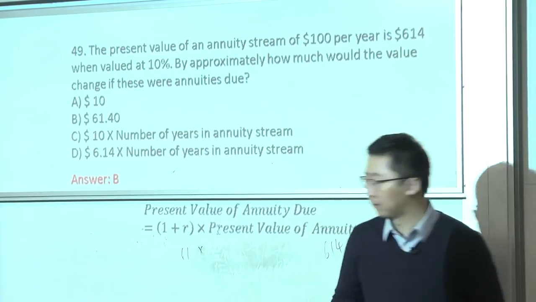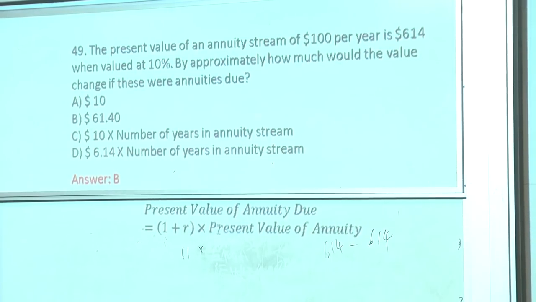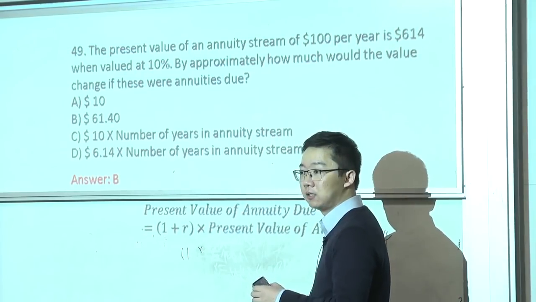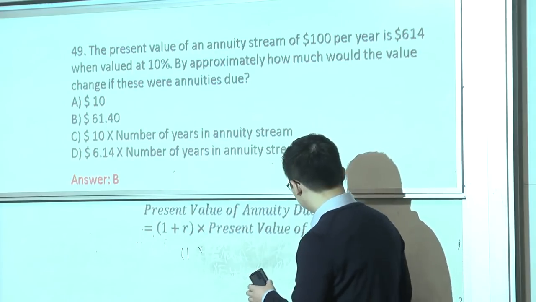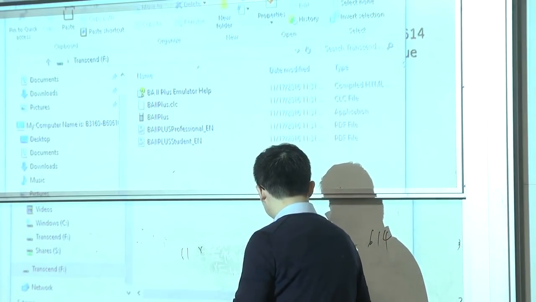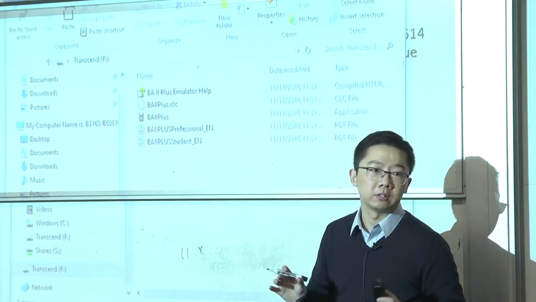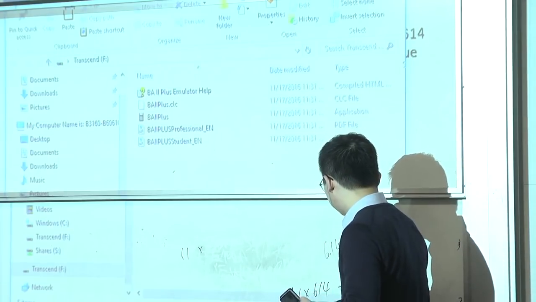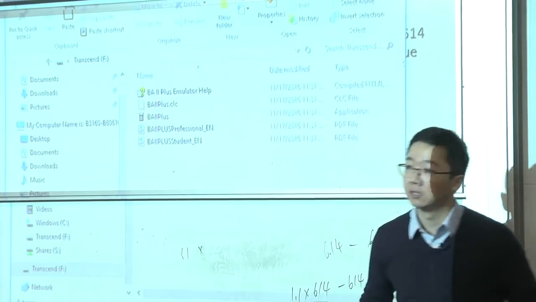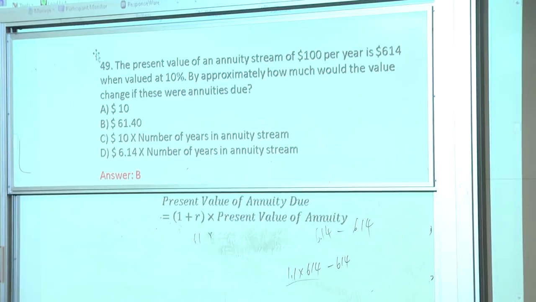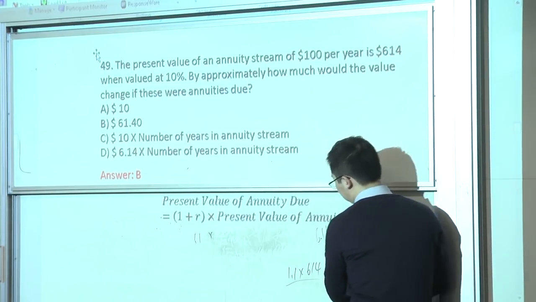1.1 times 6.14, minus 6.14. The present value of an annuity is 6.14, so the present value of the annuity due should be 1.1 multiplied by 6.14. How much difference between the two? That minus 6.14. So the answer is 0.614.